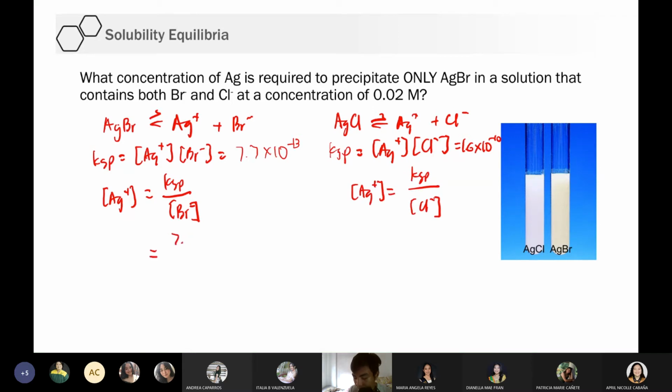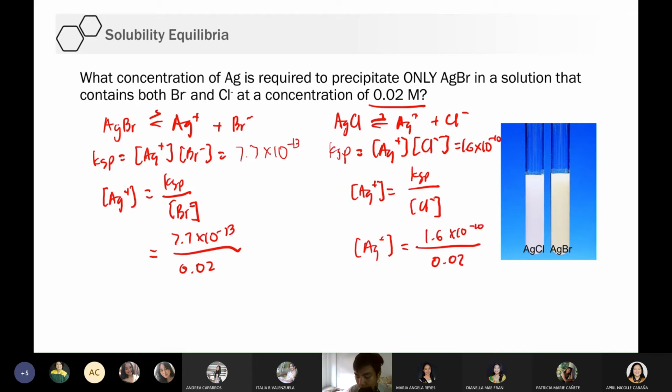Paki-plug in. So we have 7.7 times 10 raised to negative 13. Anong concentration ng Br? Sabi dito, 0.02. So for the AgCl naman, Ksp is 1.6 times 10 raised to negative 10, and the concentration of Cl is 0.02 din. Yun kasi sabi sa problem.